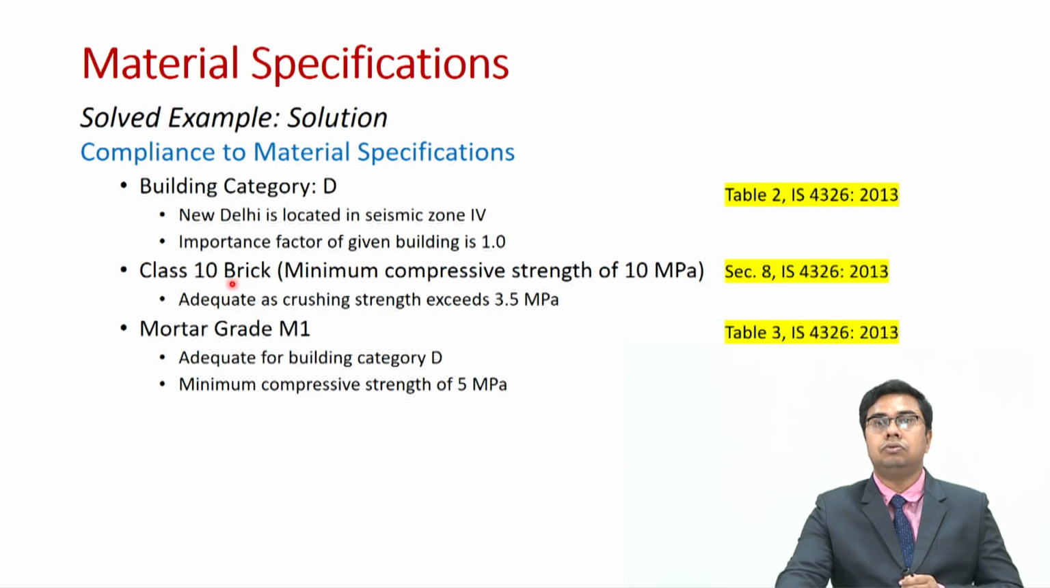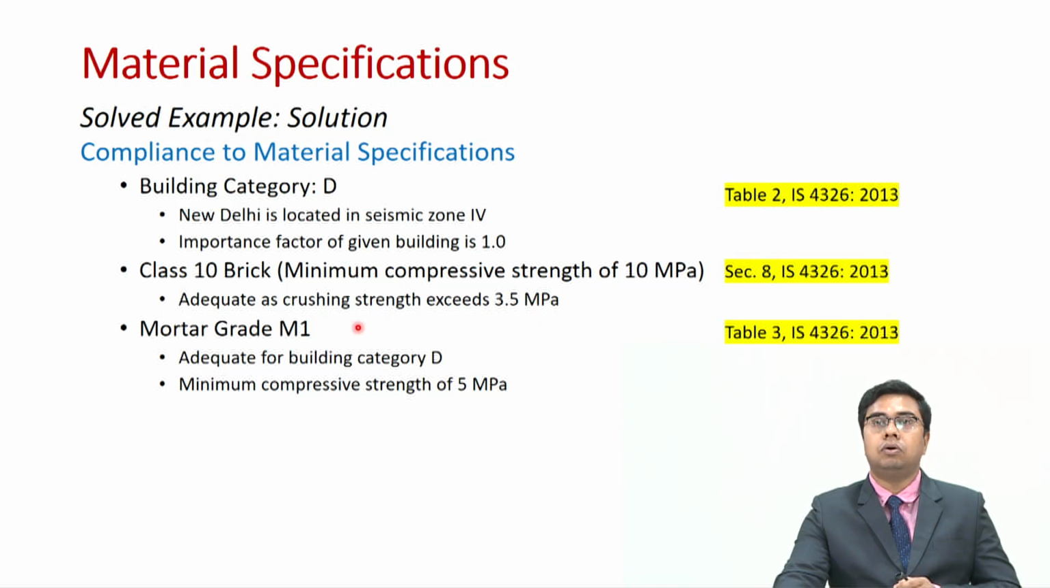Now, since we are using class 10 brick, which has a minimum compressive strength of 10 megapascal, it is adequate. Why? Because for a building category D, as per section 8 of IS 4326 2013, we need to use well burnt clay bricks with minimum compressive strength of 3.5 megapascal in any earthquake resistant construction. So, the class 10 brick sufficiently passes this standard. We have already looked at these material specifications in lecture 9.1.